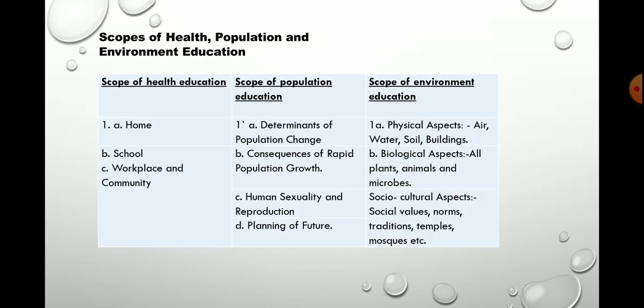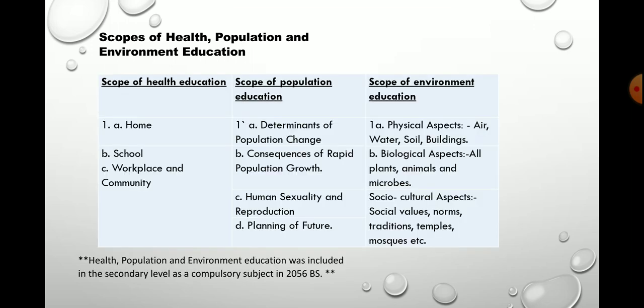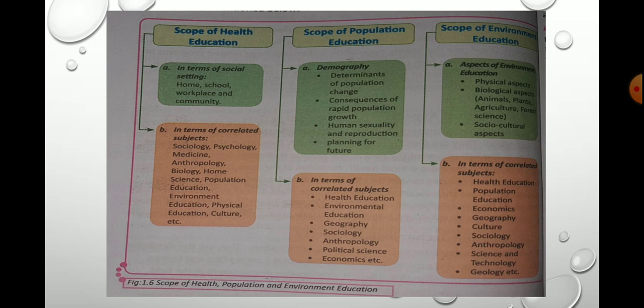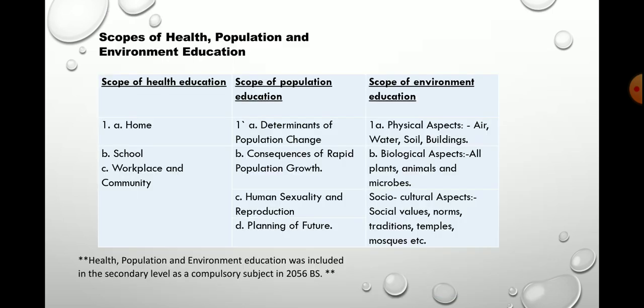Now these are the scopes of health, population and environment education. I think you can see this in your book also, so just go through them, okay? Go through these scopes. What are the scopes of population education, what are the scopes of health education, and what are the scopes of environment education? This is very important for multiple choice questions. So read these things carefully. What things or what areas come under the scope of these three educations, that is health, population and environment education.